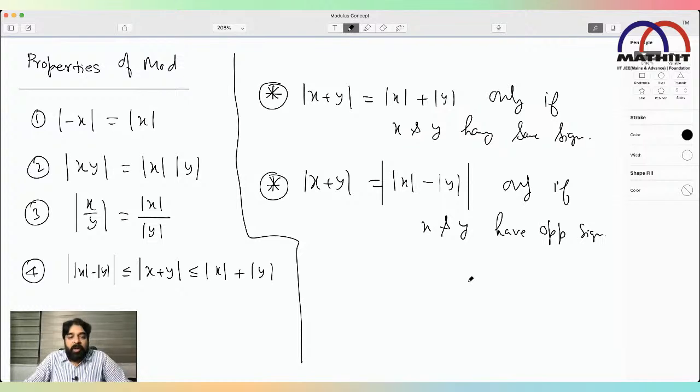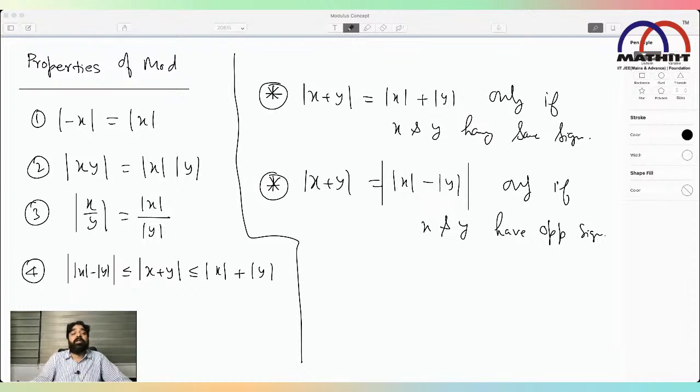The most important properties of the modulus, these two. Mod of x plus y is equal to mod x plus mod y, I will be discussing questions, don't worry, only if x and y have the same sign. Same sign means either both are positive or both are negative. Mod of x plus y will be equal to mod x minus mod y if both have opposite sign, meaning one, x, is positive and the other, y, is negative.